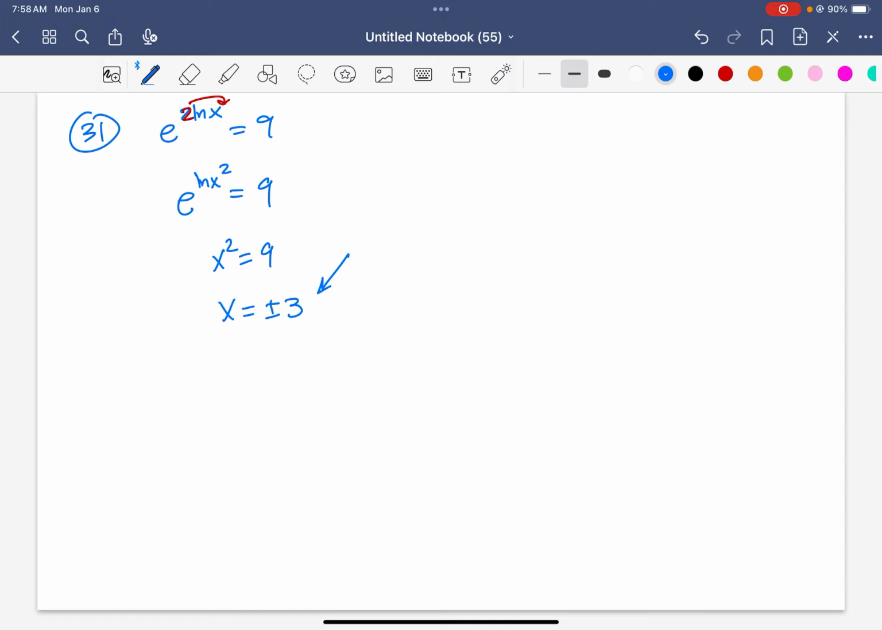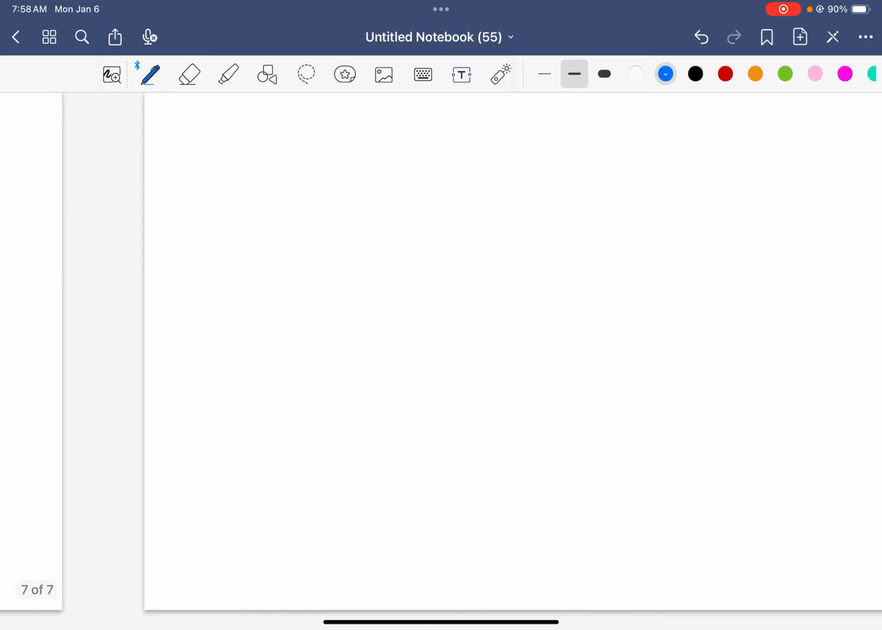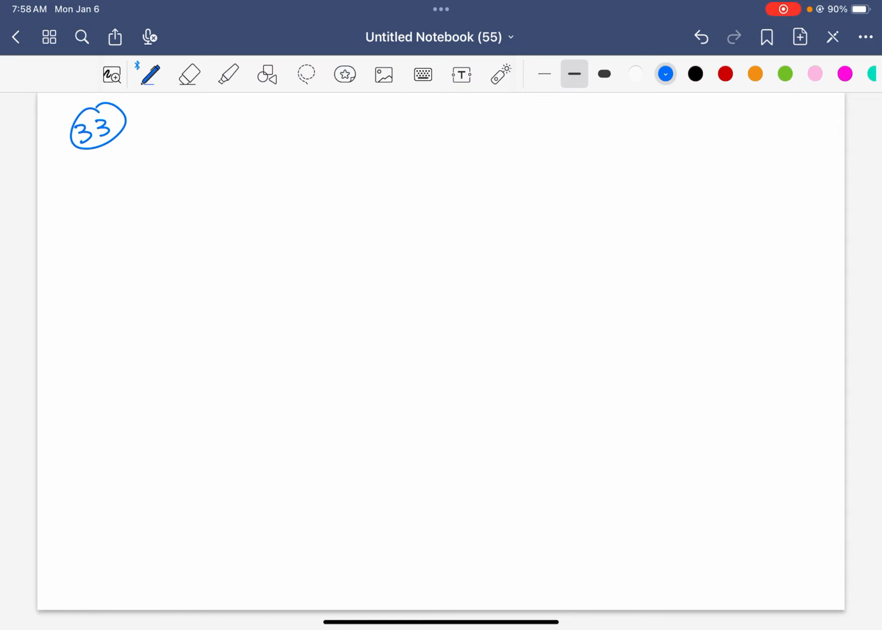Now notice, if you try and plug that into the original, you cannot take ln of -3. So x equals 3 is the only solution. I'm going to be careful with that. So then I look at 33 and I have e to the x natural log 3 is equal to 27.